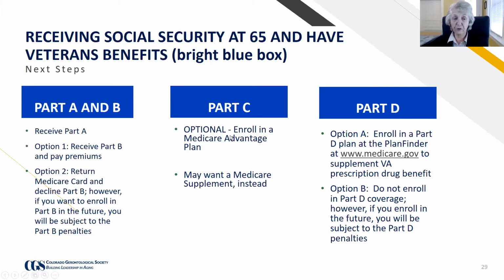You can enroll if you want in a Medicare Advantage plan or a Medicare supplement. Those are optional, or you can continue to just use the VA benefits. You also have two choices on Part D. You can enroll in Part D at the Plan Finder at Medicare.gov, or you can choose not to enroll in Part D, only use the coverage that the VA offers. Some people do enroll in D, mostly because the formulary that is used by the VA sometimes does not have the drugs that they need, and they can get those through D.